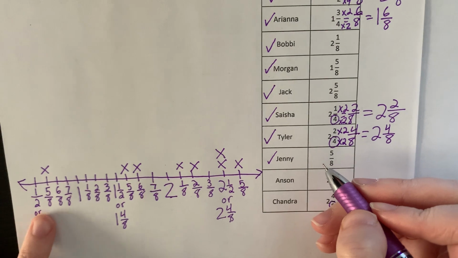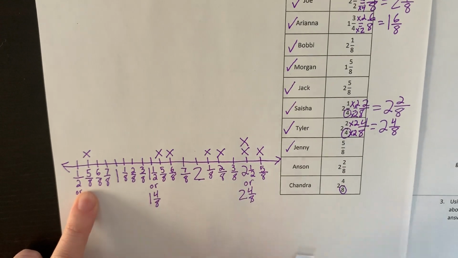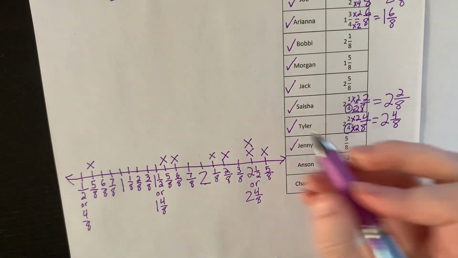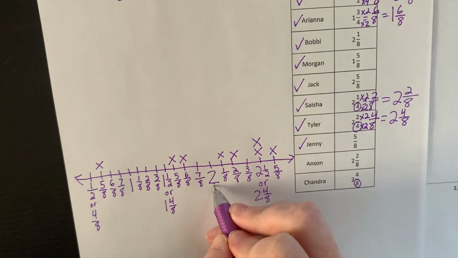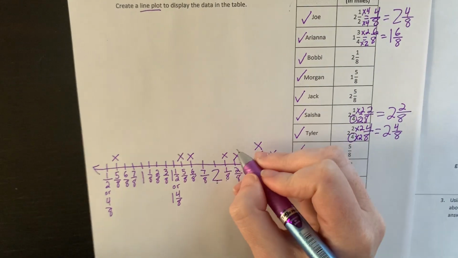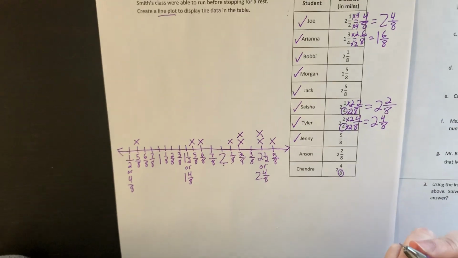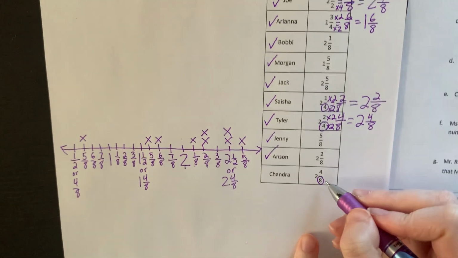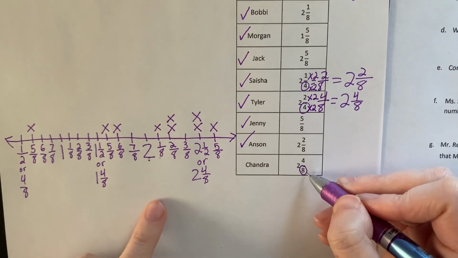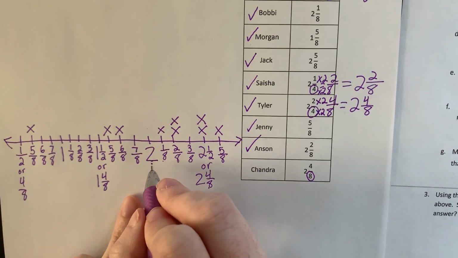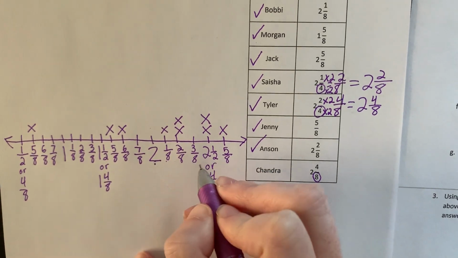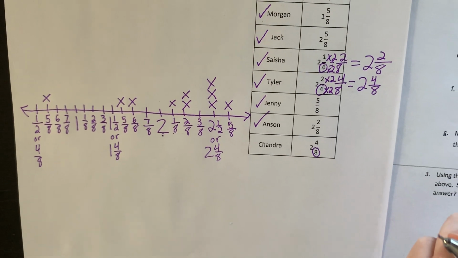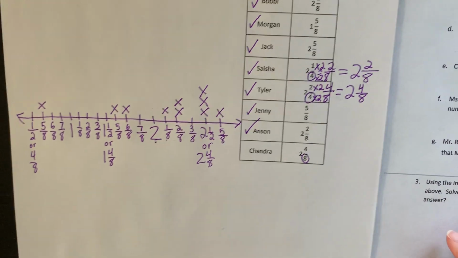We already did Jenny. That was at 5/8 over here. And now we do Ansem. Ansem is 2 2/8. So again, to the line plot, we go to 2. And now we go to the 2/8. 1/8, 2/8. We put the data point right on top. And the last one is Chandra. She has 2 4/8. So I already have it in eighths. So I'm going to go to the 2 and count to the 4/8. 1/8, 2/8, 3/8, 4/8.